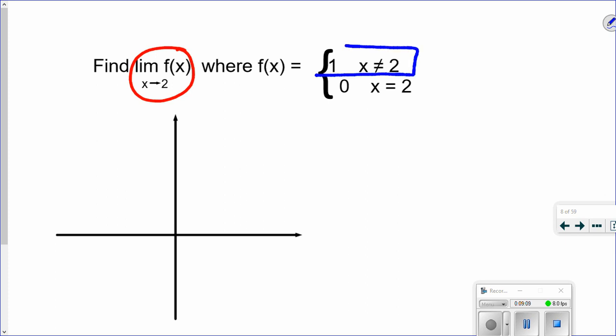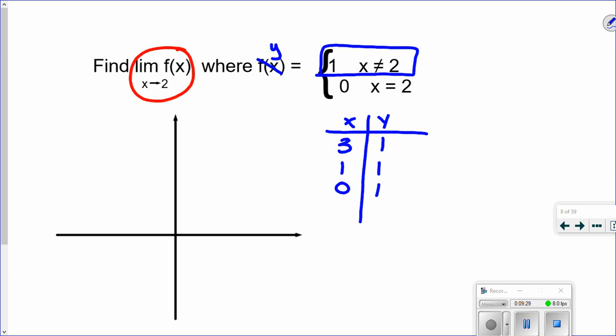The first piece says, remember, y equals 1 when x does not equal 2. So think about that for a second. If x is 3, y is 1. If x is 1, y is 1. If x is 0, y is 1. So if we imagine that, we have 3, 1; 1, 1; 0, 1; any place that x does not equal 2. Every place but that one little spot where x equals 2, the y value is 1.